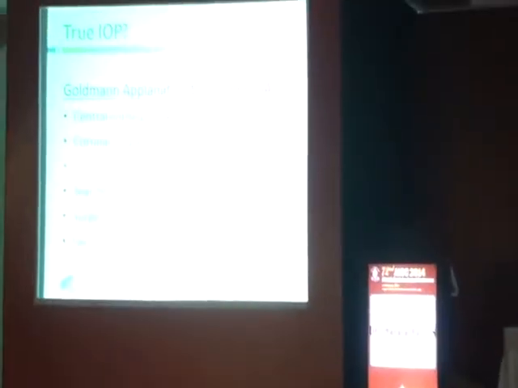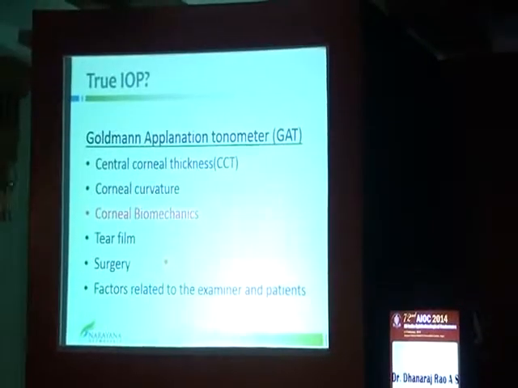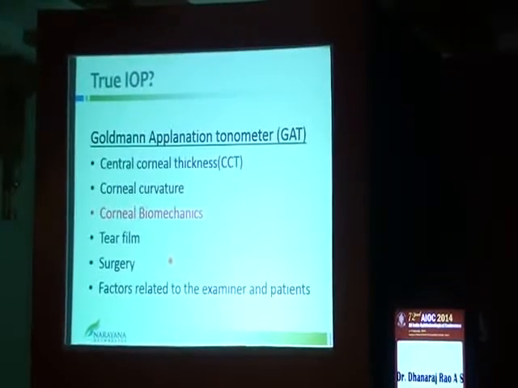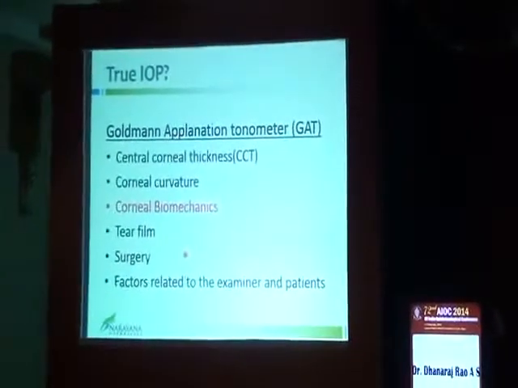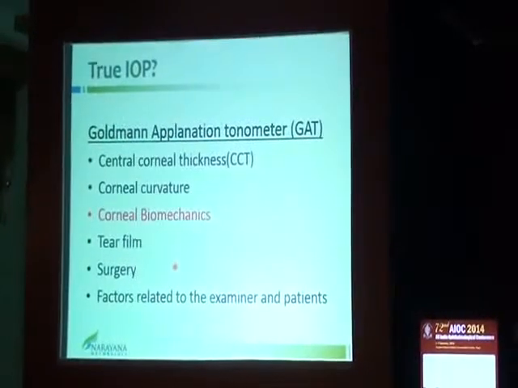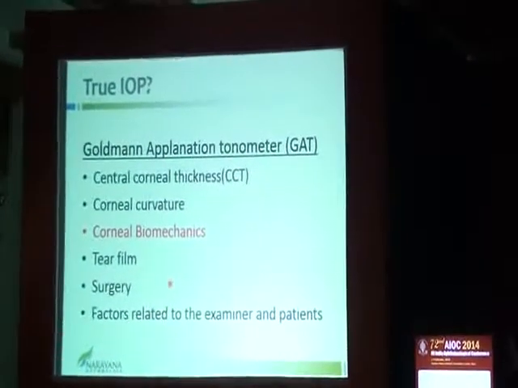So I'll be talking about the correlation of intraocular pressure and the corneal biomechanics. We all measure the intraocular pressure in our OPD, and we all know that the Goldmann applanation tonometer is the gold standard as of now in the measurement of intraocular pressure. But is it measuring the true intraocular pressure? We all know that it's not true.